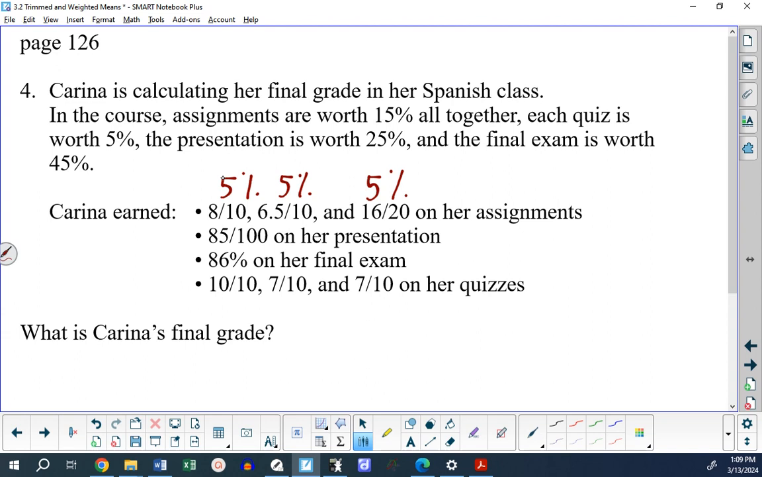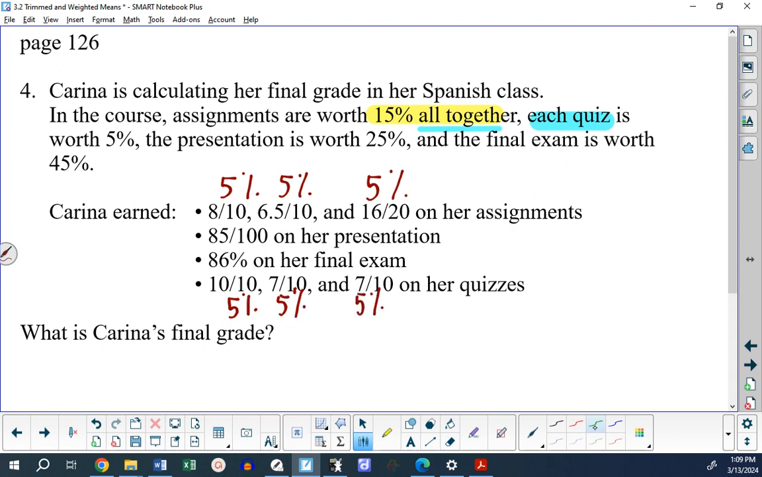Now, look at what they're doing. This is how important the wording is. With the 15%, it's 15% altogether for the assignments. With the quizzes, each quiz is worth 5%. So this is worth 5%. This is worth 5%. This is worth 5%.